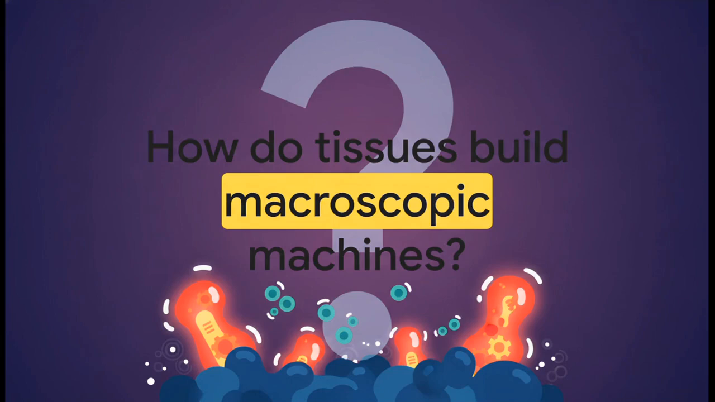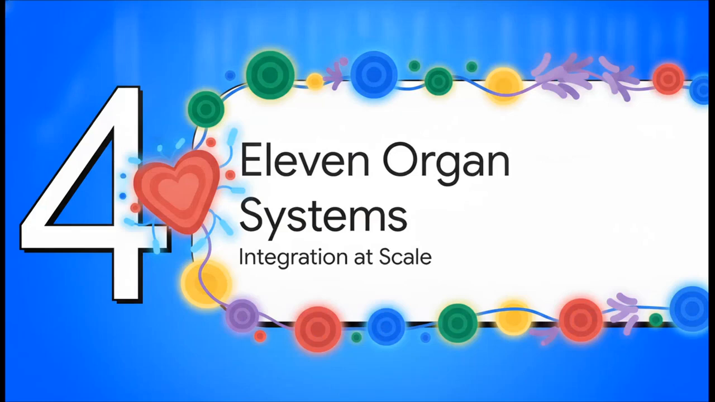primary tissues. But how do these flat sheets and clusters of tissues combine to build complex, functional macroscopic machines? Here's the answer in Section 4, the 11 organ systems. Just like cells build tissues, tissues build organs. Take the heart, for example. It is primarily made of cardiac muscle tissue, sure, but it's lined with epithelial tissue, supported by connective tissue, and innervated by nervous tissue. It requires all 4 to function.